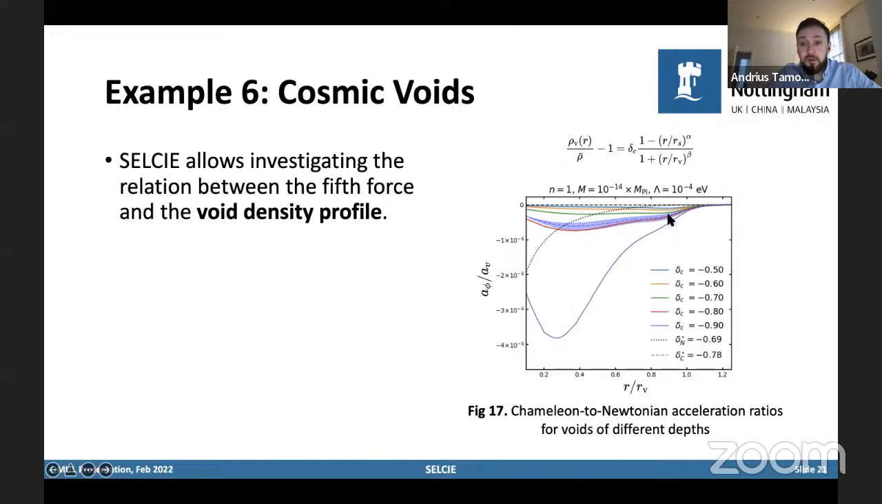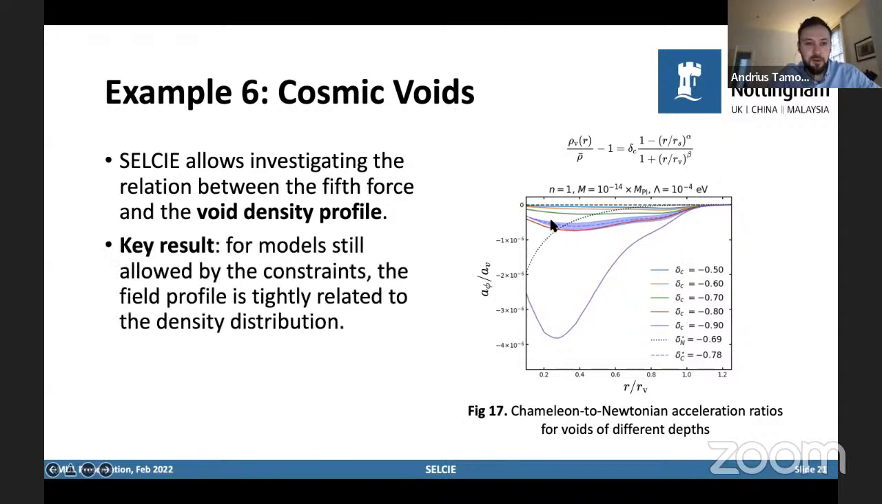Actually, if you compare this to the realistic profiles, as you can see, they have a slightly different behavior just because the inner gradient of these profiles is quite different. So that's also an interesting point.